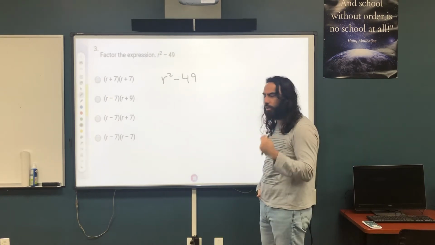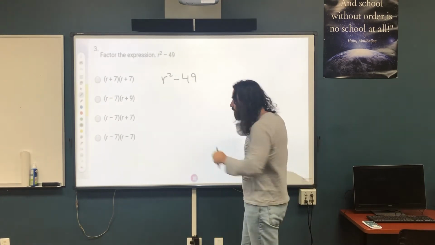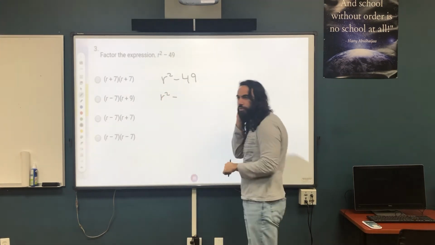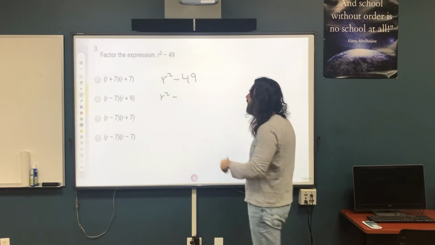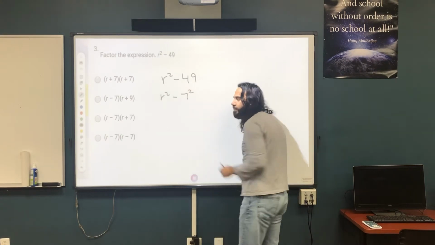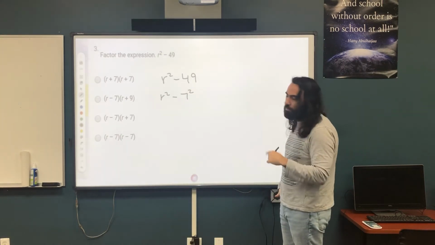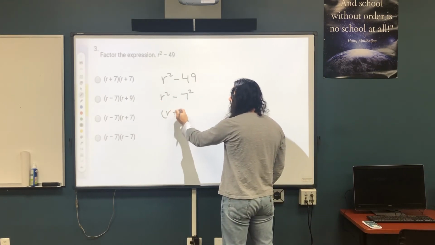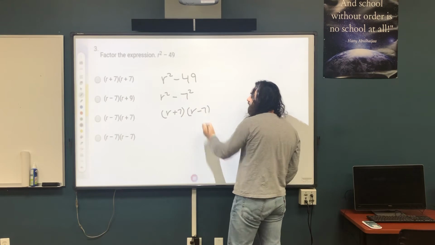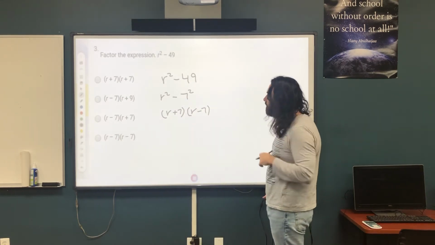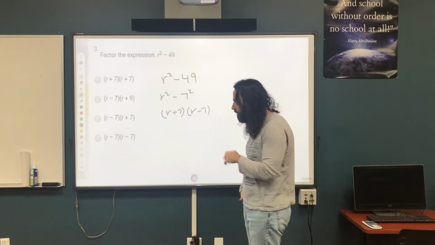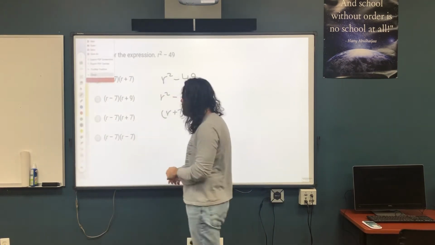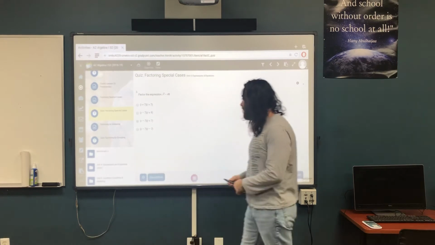Remember, we need two squared numbers when we have something like that. So the r is already squared. I need to think of the 49. Which number do I square to give me 49? It's 7 squared. Now once we add them, once we subtract them, so r plus 7, r minus 7. That is it. So the answer would be the third one. So the third one is the answer.